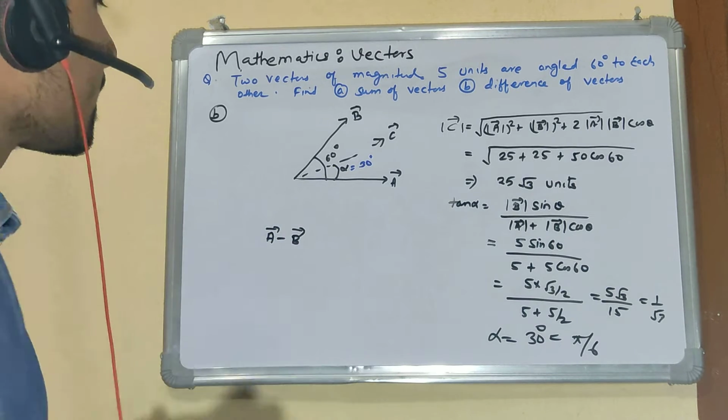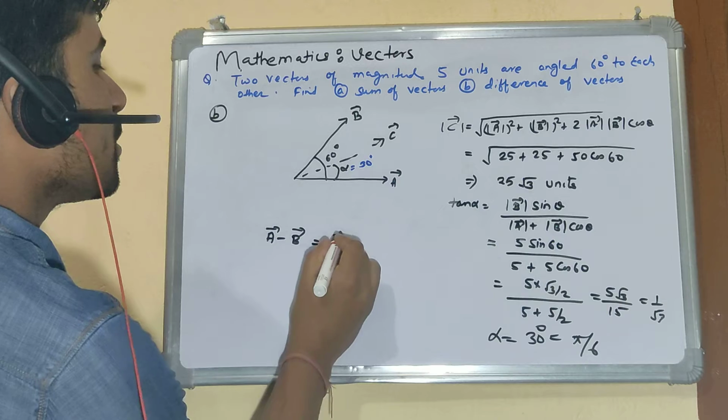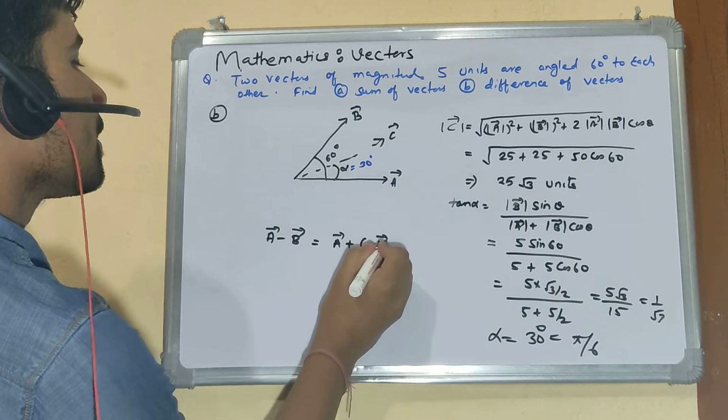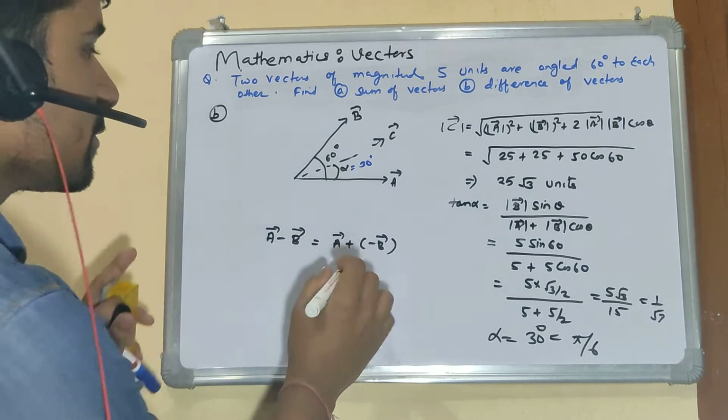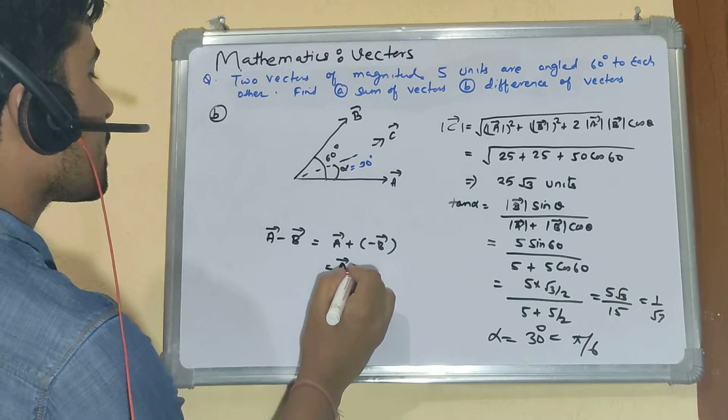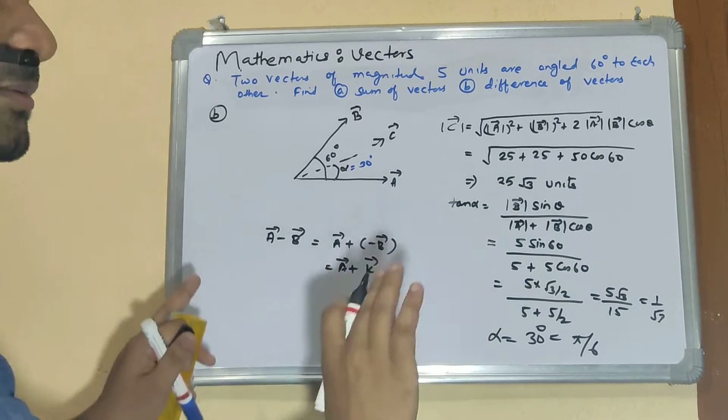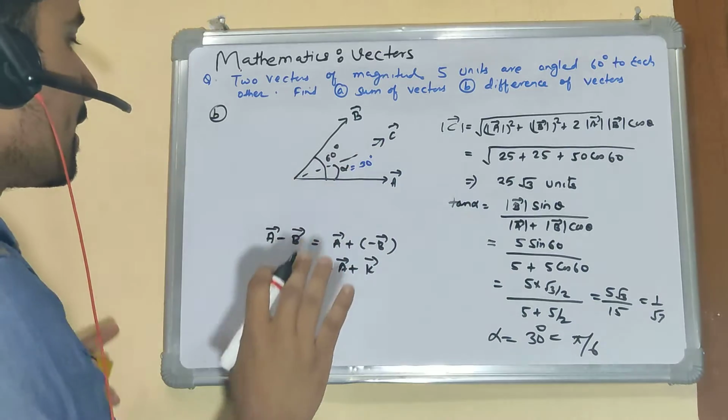Let's not bother about minus. Let's make it plus, right? We know the formula for plus. So it is a plus minus b vector, right? Let's call this minus b vector as something. Let's say this is called k vector. Anything. Just to remove this confusion of minus from our head, right?